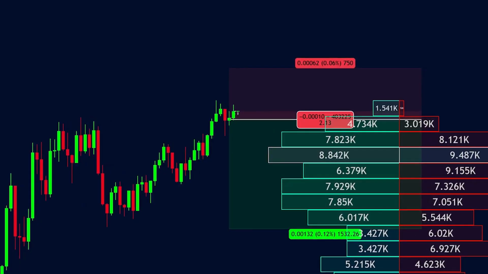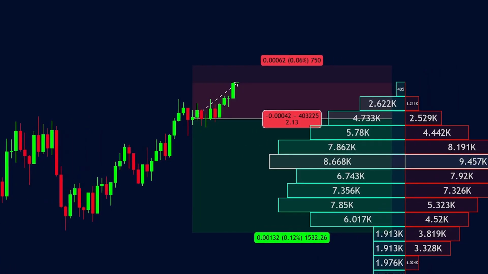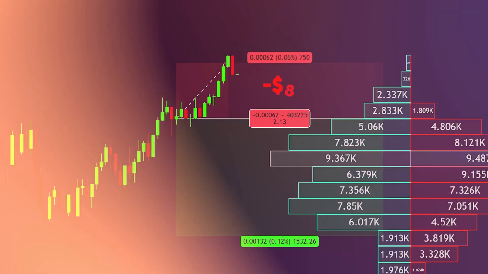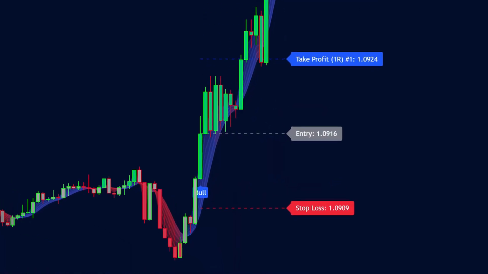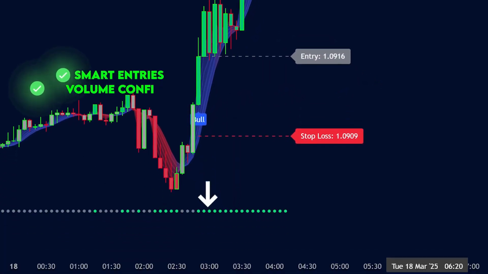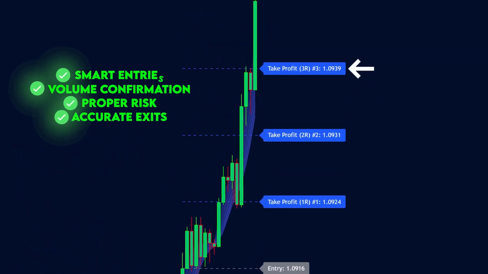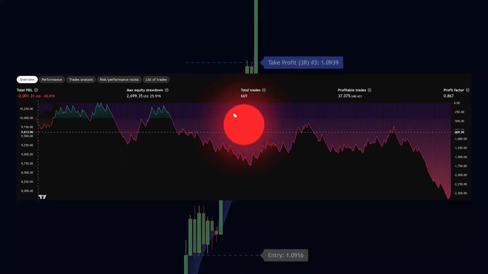But here's the truth. Trading like this without a complete system is the fastest way to blow your account, because it's not just about one indicator. You need everything. Smart entries, volume confirmation, proper risk, accurate exits, all working together. Otherwise, your results end up like this.